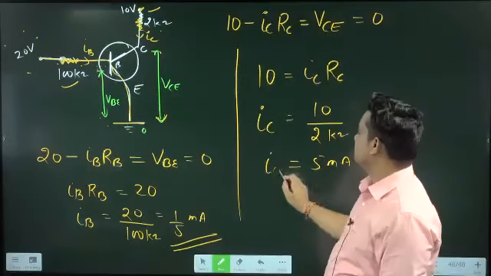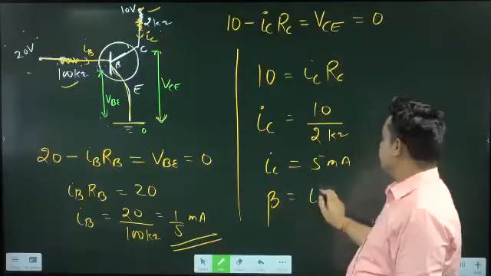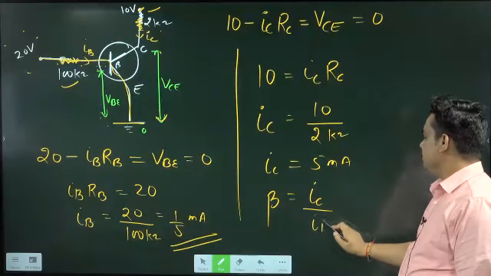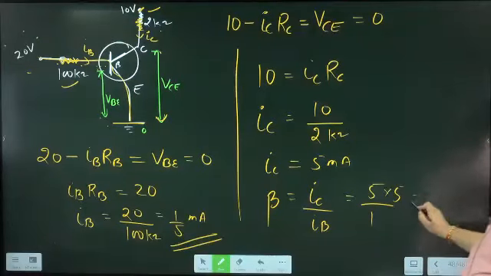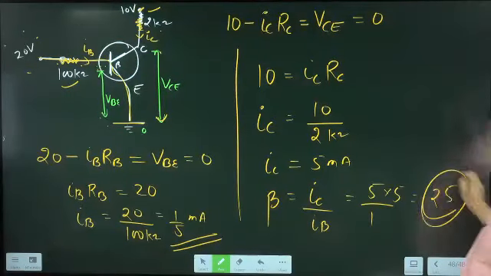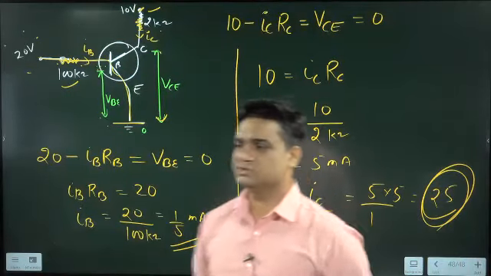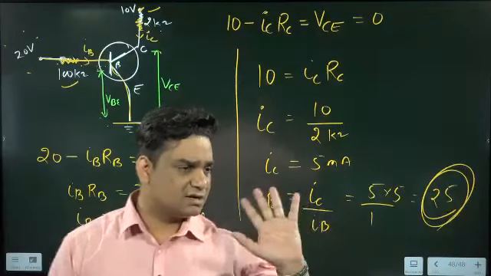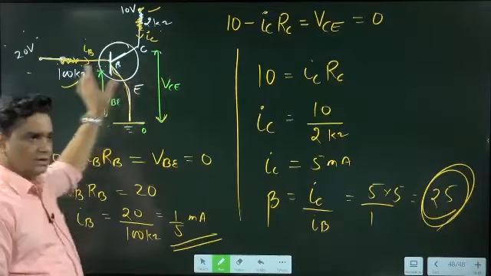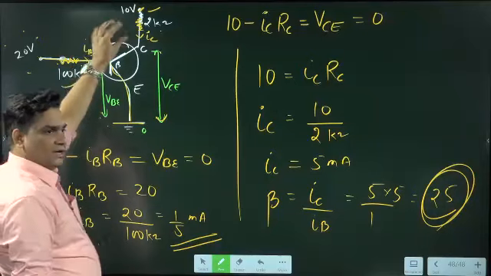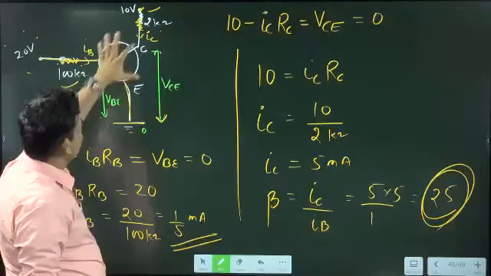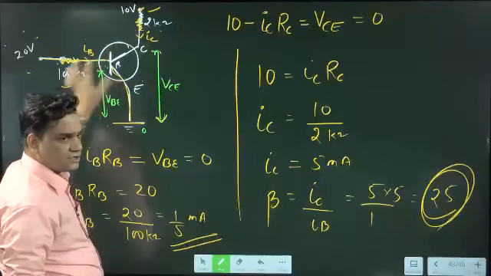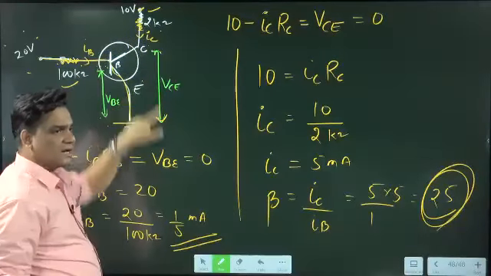If anyone is asking, sir, what should be the beta? Then beta you can say IC by IB, and we can write here 5 divided by 1 by 5. The answer becomes 25. Till now they have only asked this type of question in the circuit, and this is not a tough question. You don't have to go upside. Always we have this and this. Here these two junctions you have to take, always this one and here like this.